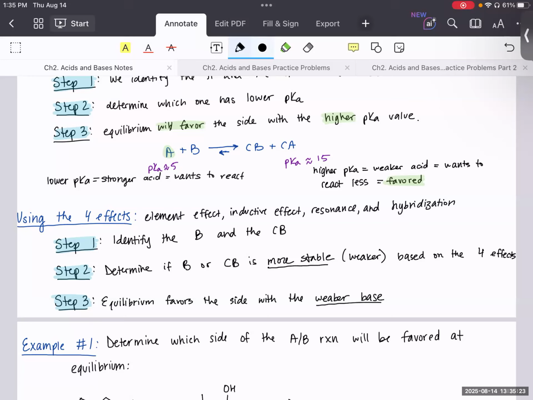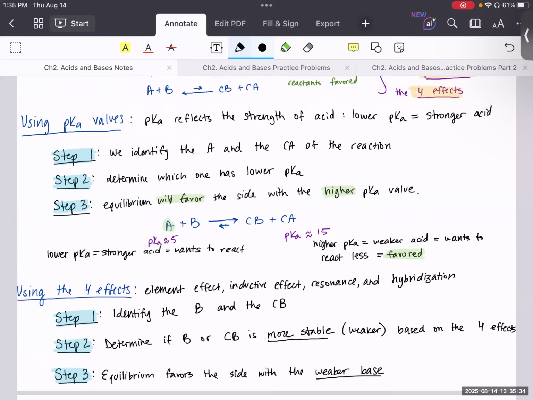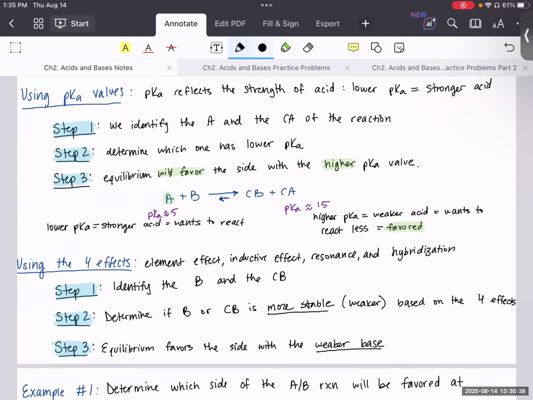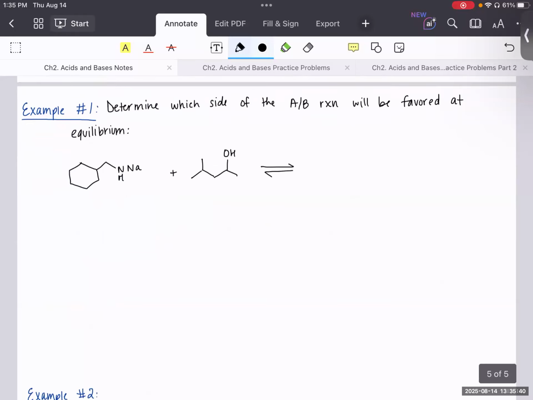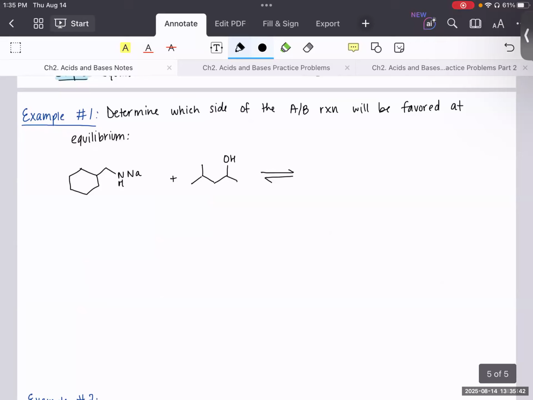And so if we're a weaker base, that means we want to stay the way that we are. We don't want to react. And what you'll notice is that a weaker base means that it's paired with a stronger acid. And so that's why we end up getting that same result as if we use the pKa values from up here. All right, so let's go through a few examples and see how these two methods end up giving us the same result.